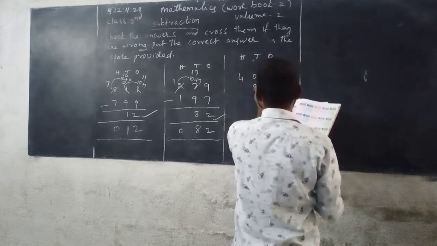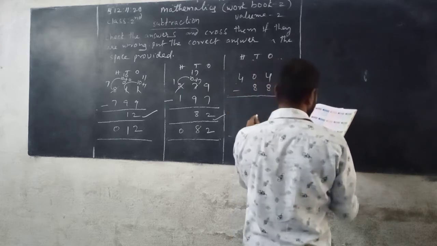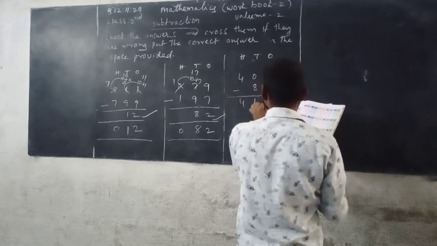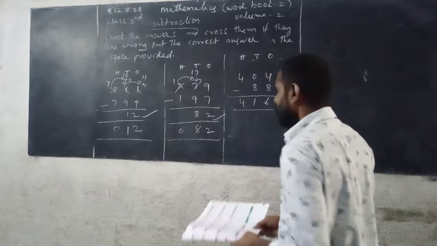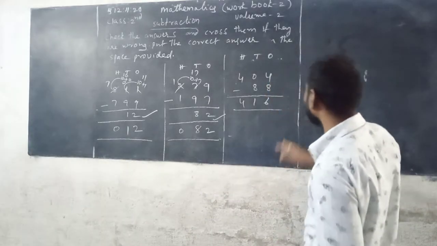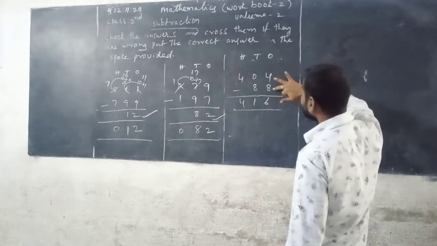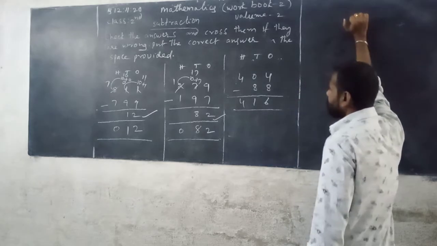404 minus 88. So what is the answer here? 416 is given. First subtract the digits in ones place. 4 minus 8, not possible. So take borrowing from 0. Here also there is no number.